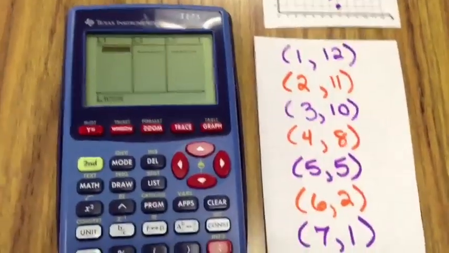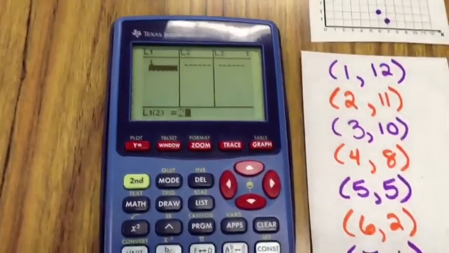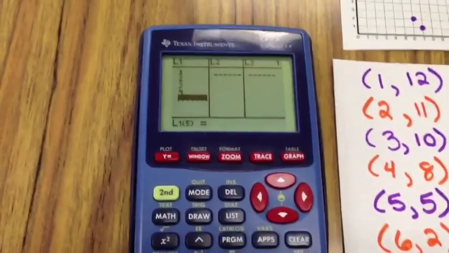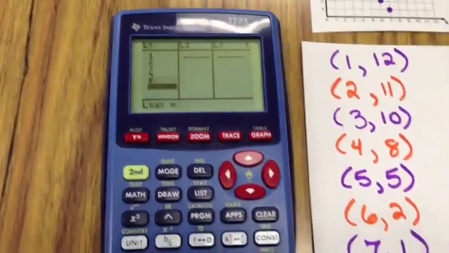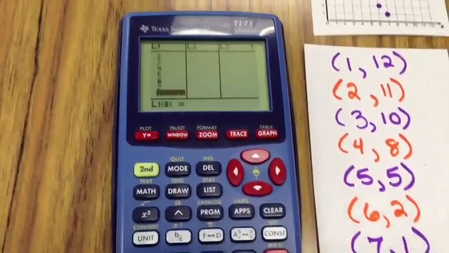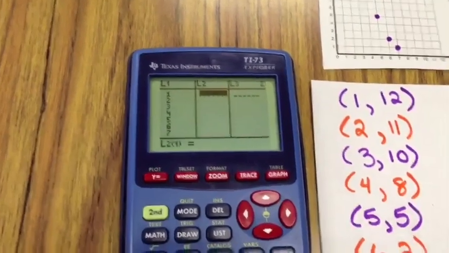So I'm going to start typing. Here we go, y'all. 1, enter. 2, enter. 3, enter. 4, enter. 5, enter. 6, enter. And 7, enter. Great job, y'all.